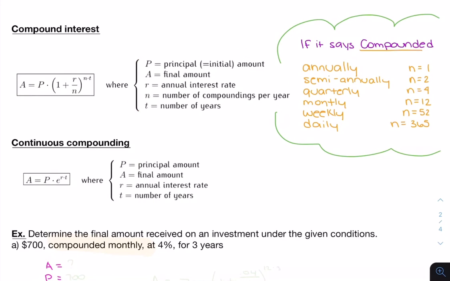And for compounding continuously, that means that it's happening and it's recurring. For this one, you have the new term of E, and it's going to specify exactly in the problem whether it's compounding continuously or compounding annually, semi-annually, whatever the case may be. So we'll do a few examples.